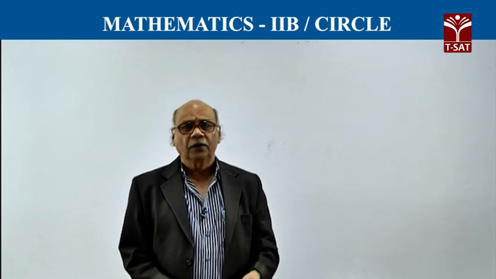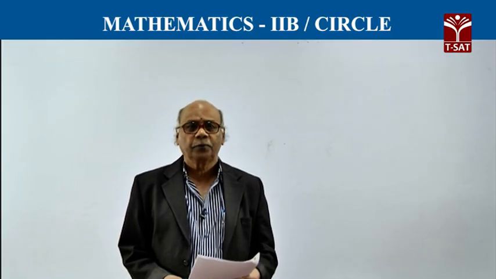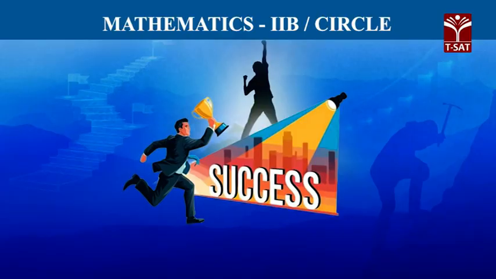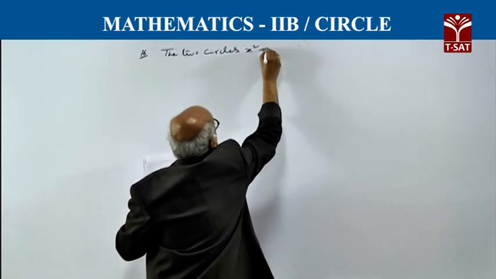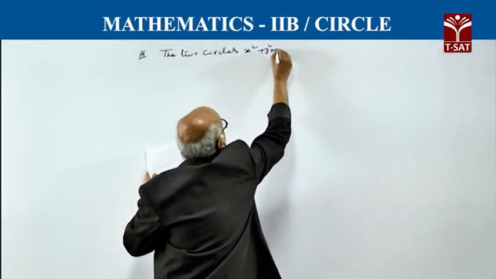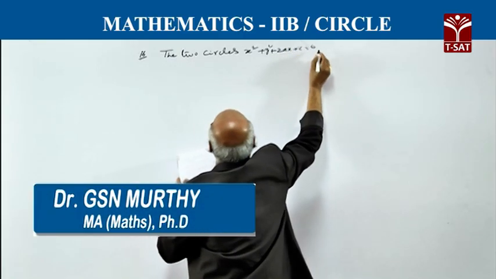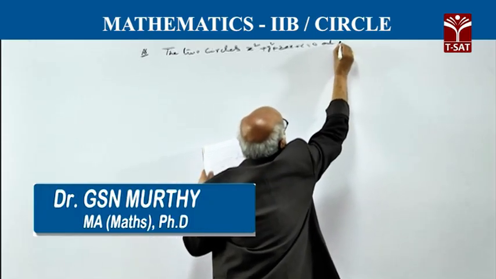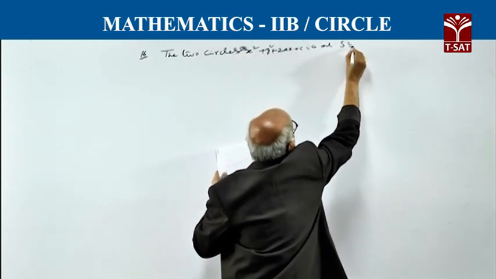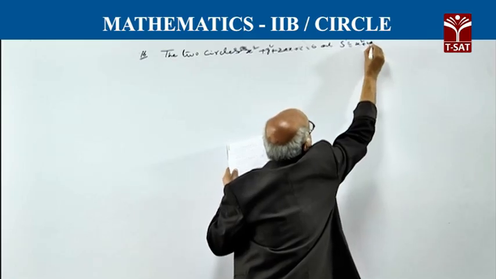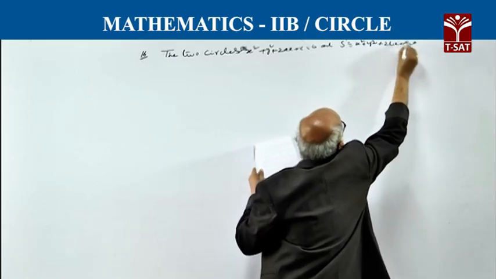Today also we are continuing the same topics, circles, and especially the problems on the basic properties of circles. Problem number 16. The two circles S: x square plus y square plus 2ax plus c is equal to 0, and S dash: x square plus y square plus 2bx plus c is equal to 0.